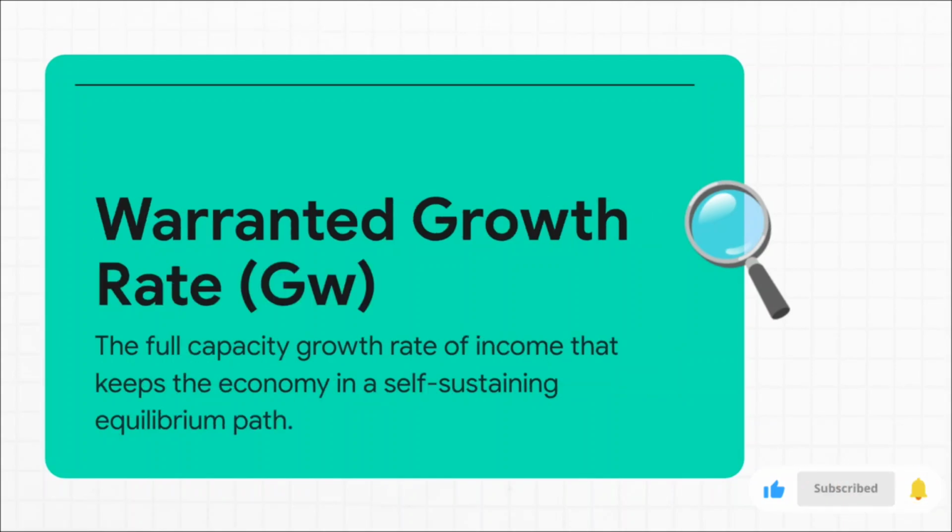Next, and you really need to pay attention here, is the warranted growth rate, or GW. You can think of this as the Goldilocks rate. It's not too hot, not too cold, it's just right. It's that perfect rate of growth where all the new investment is fully used, nobody's left with unsold goods, and businesses are happy. It's the sweet spot that keeps the economy in balance. And notice the formula uses CRE. That's the required capital output ratio that entrepreneurs are actually planning for.